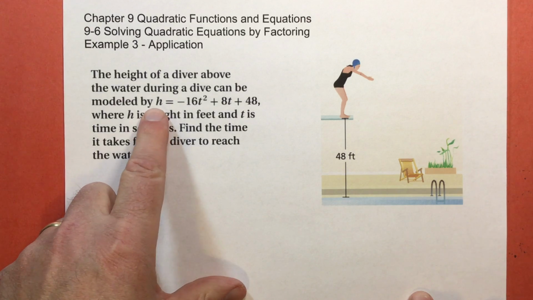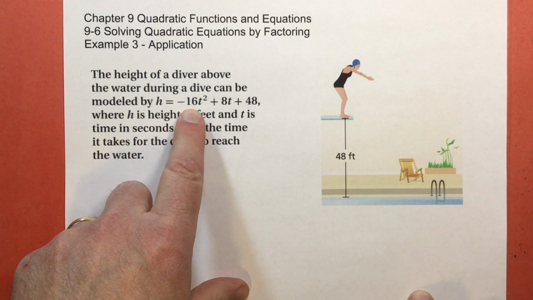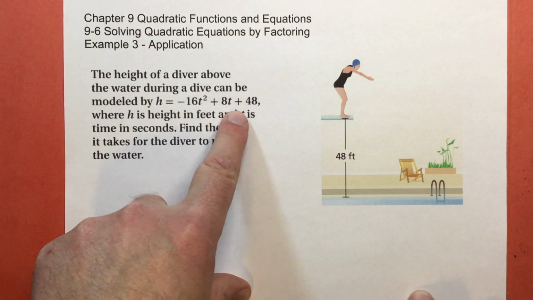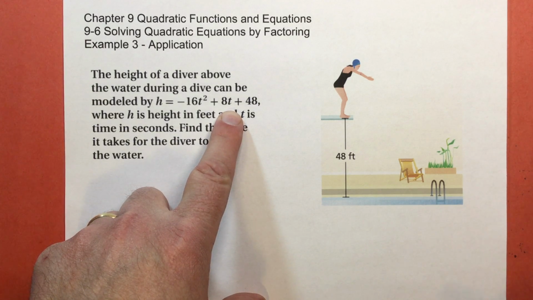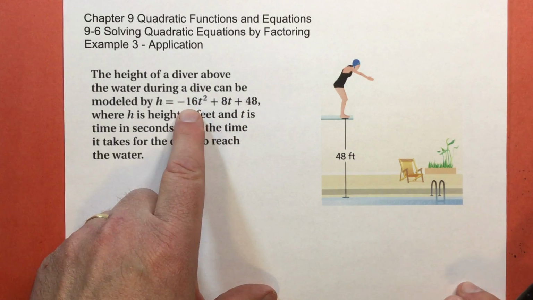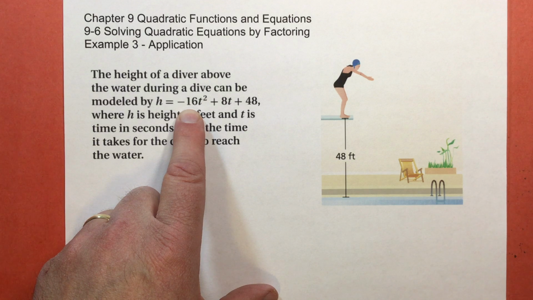The height at time t, they left that out, they shouldn't have left that out, equals negative 16t squared plus 8t plus 48. Now let me break this down for you and tell you what this means. You don't need this for the problem, but you need it so that you understand, when are we ever going to use this type of thing? The negative 16 is half of the acceleration due to gravity on Earth. Acceleration due to gravity on Earth is 32 feet per second.